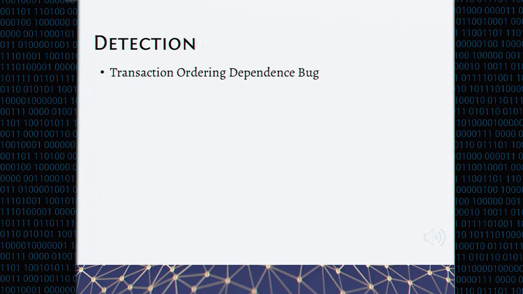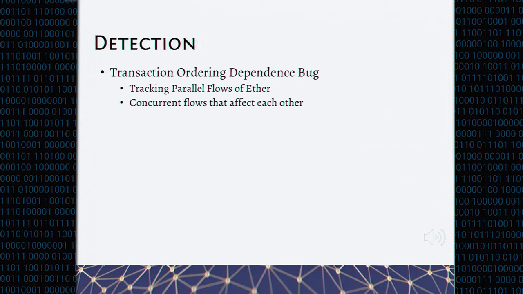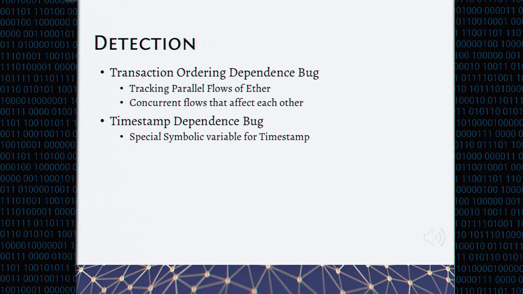For transaction ordering dependence, the different paths that we find are analyzed for possibly concurrent Ether flows. If two separate flows have money going through them, Oyente reports it as a TOD contract. For timestamp dependence, there's a special symbolic variable that's associated with the timestamp. If there are any paths affected by this special symbolic variable that lead to a payout, it's detected as a timestamp contract.